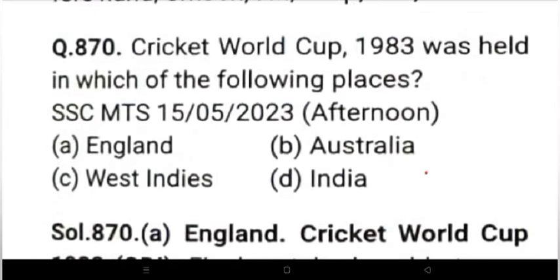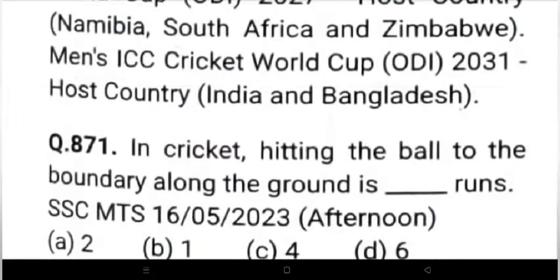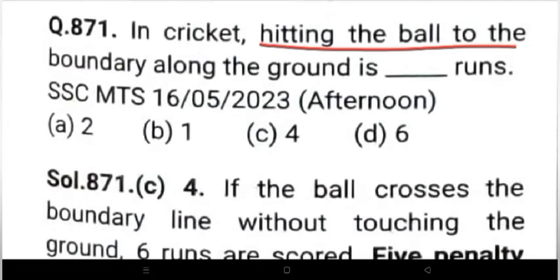Next, the Cricket World Cup 1983 was held in which place? England. The Cricket World Cup 1983 was held in England. In cricket, hitting the ball to the boundary along the ground is 4 runs.